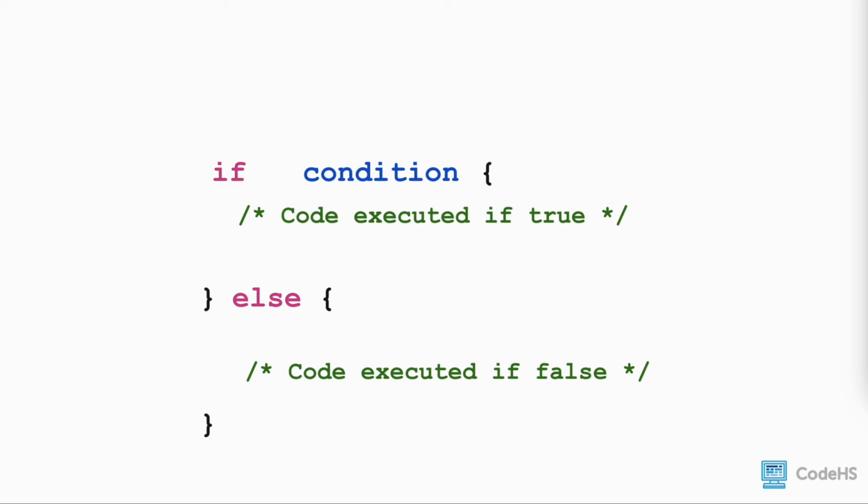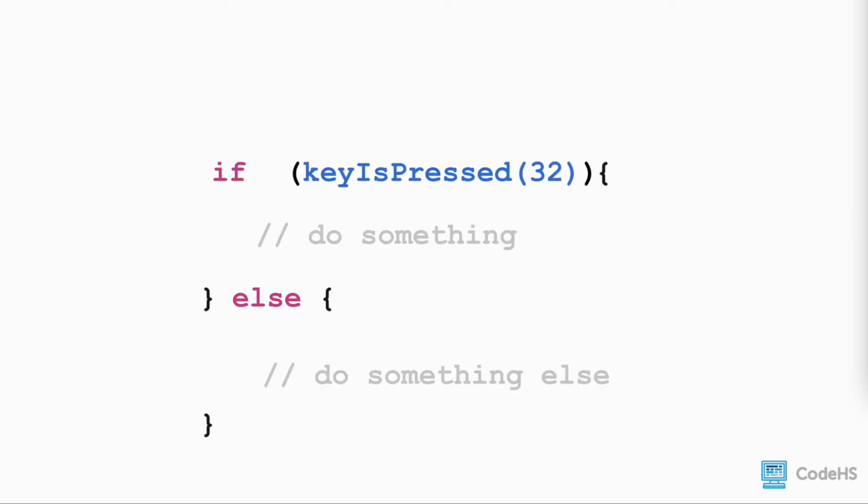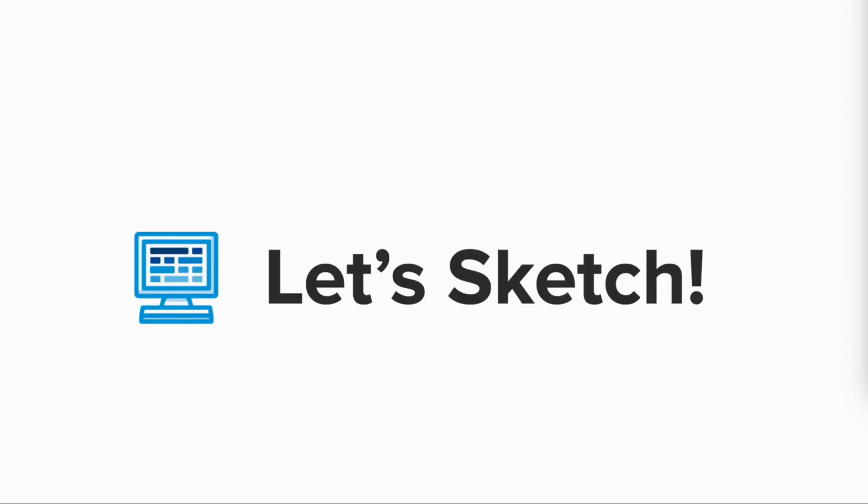We say if some condition is true, then we execute the code underneath the if statement. Otherwise, we execute the code under the else statement. Let's look at an example. You can say if the spacebar, which has a key code 32, is pressed, then do something, such as turn the background purple. Otherwise, do something else, like turn the background blue. Now let's create interactive sketches that use keyboard data.